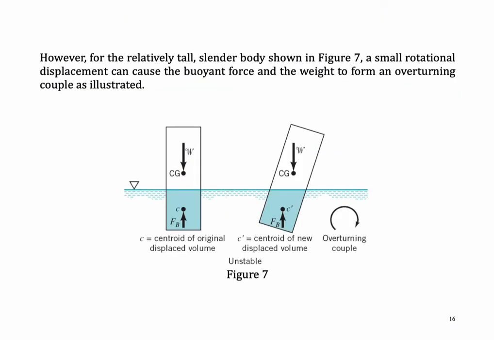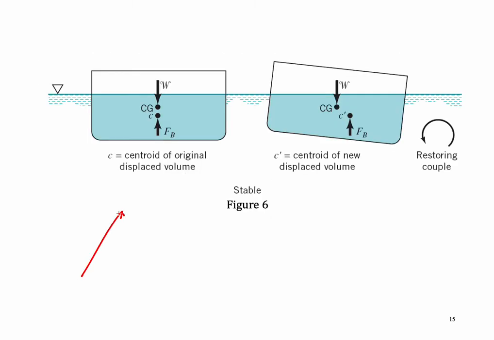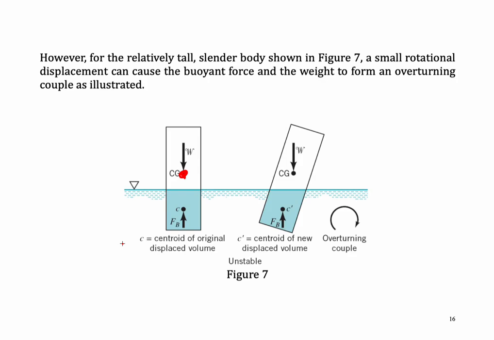However, for the relatively tall, slender body shown in figure 7, a small rotation displacement can cause the buoyant force and the weight to form an overturning couple as illustrated. Not all floating bodies will have a restoring couple. For example, if you have a slender body like this one, the center of gravity here is above the center of buoyancy. Same as the previous condition, but it will create an overturning couple, which means that this situation is not stable.